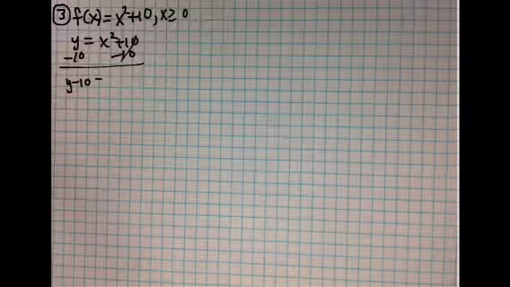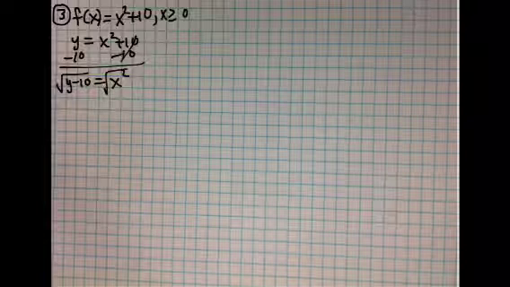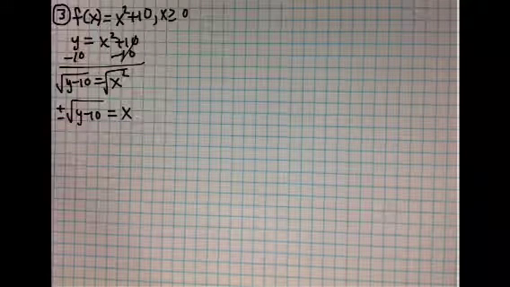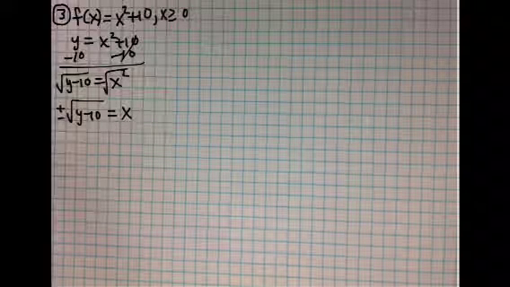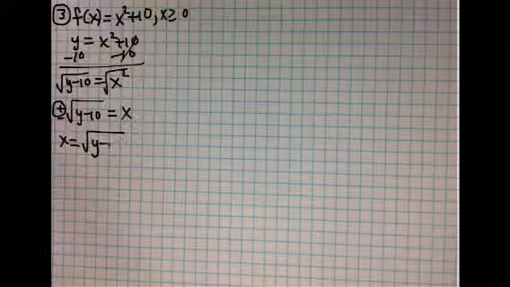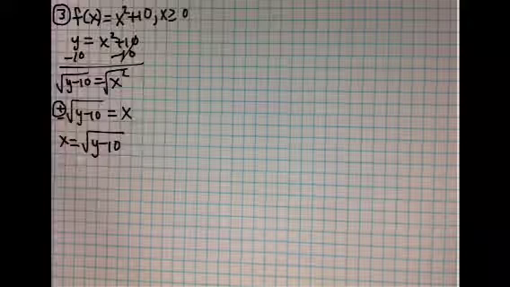And so I get y minus 10 equals x squared. I'm going to take the square root of both sides. So that's plus or minus square root of y minus 10 equals x. Because I chose this domain right here for my x's, I'm going to choose the positive root right here. So x equals the square root of y minus 10. I'm going to switch out the x and the y.